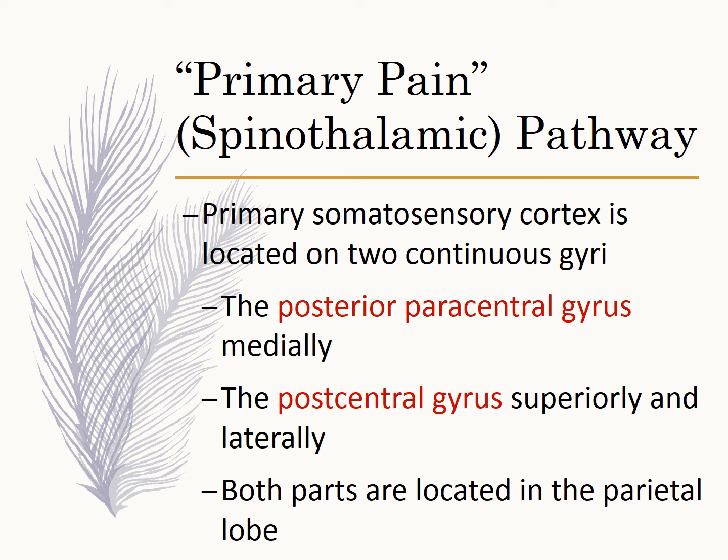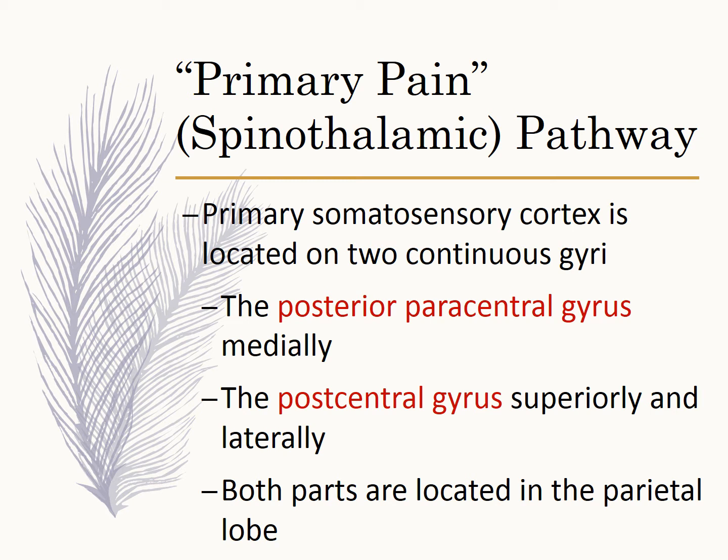The primary somatosensory cortex is located on two gyri that are continuous with each other. In essence, we have a gyrus that simply changes name once it reaches the top of the cerebrum just outside of the longitudinal fissure, so that the part within the longitudinal fissure on the medial side of the hemisphere has one name, and the part that is more on the superior and lateral aspect of the hemisphere has another. The gyrus located on the more medial aspect of the hemisphere within that longitudinal fissure is known as the posterior paracentral gyrus.